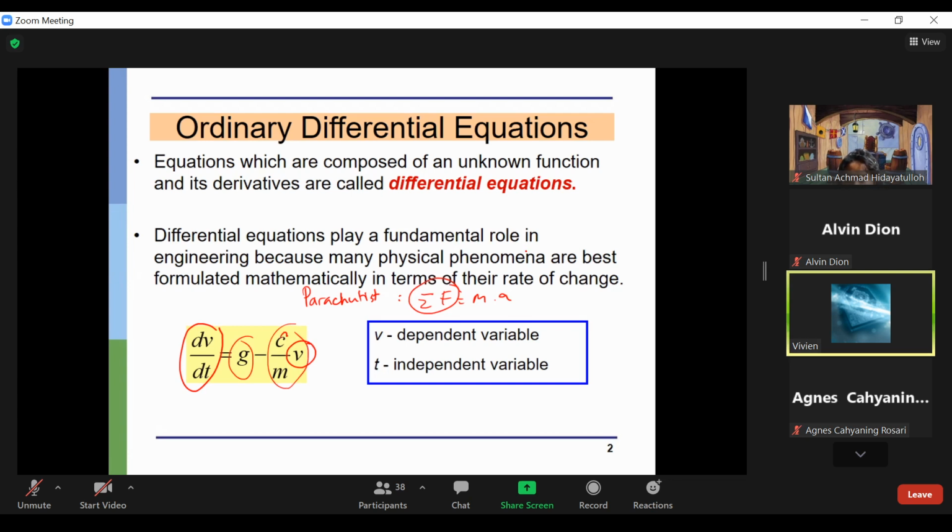So that a here, which is the acceleration, is now written down as dv over dt, the derivative of velocity in time. So this is the simple equation which is called a differential equation.